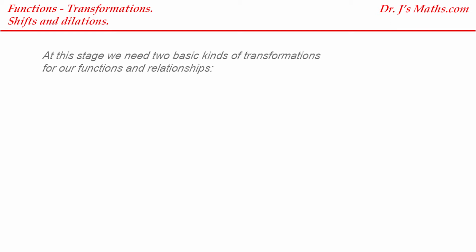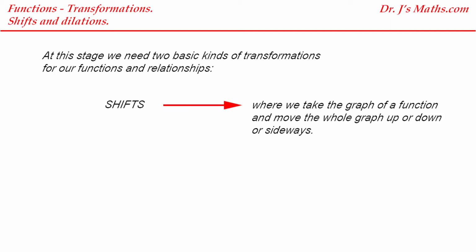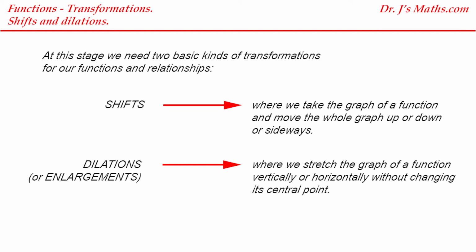Don't complicate things. At this stage we need only two basic kinds of transformations for our functions and relationships. First, we need shifts, where we take the graph of a function and move the whole graph up or down or sideways. Secondly, we need dilations or enlargements, where we stretch the graph of a function vertically or horizontally without changing its central point.